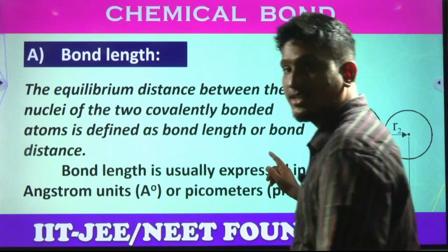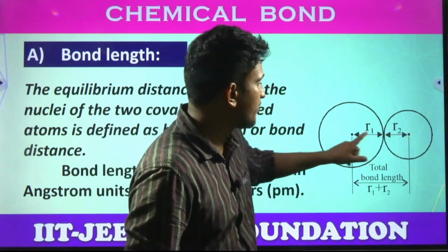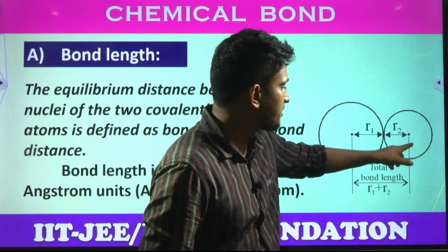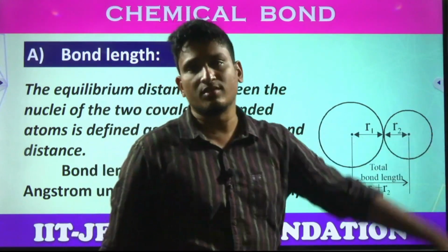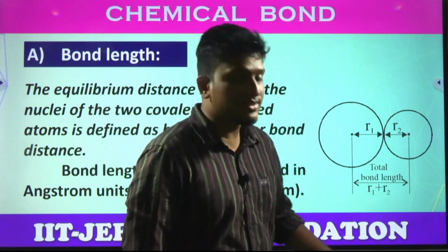That means look at these molecules in the combined form. This is the nucleus of this atom, this is the nucleus of this atom. So the distance between these two nuclei is called bond length. Sir, why? And what is half the distance of bond length?